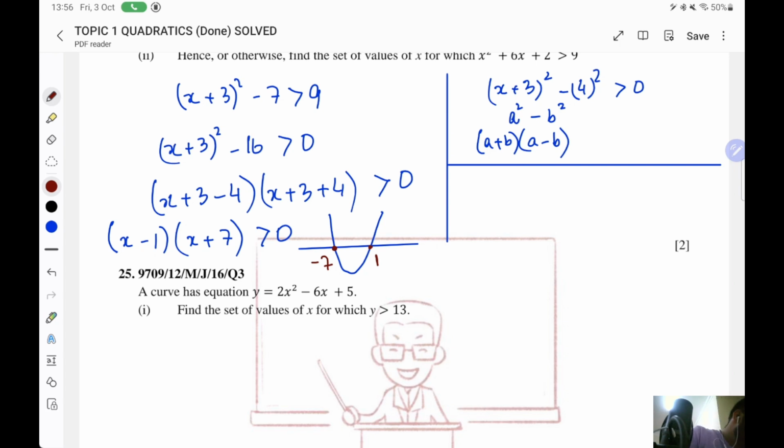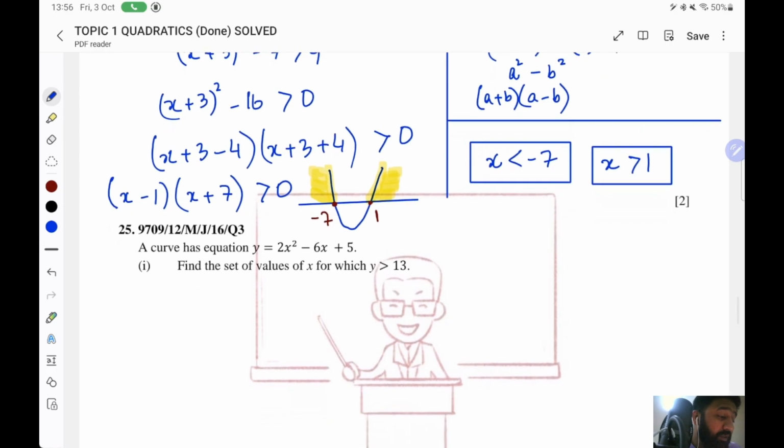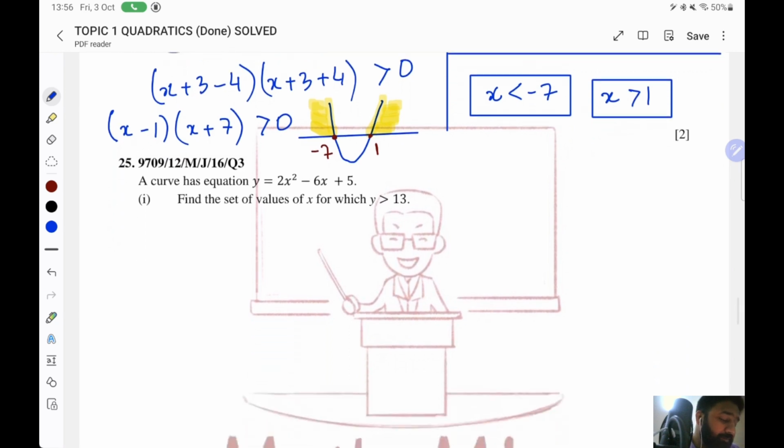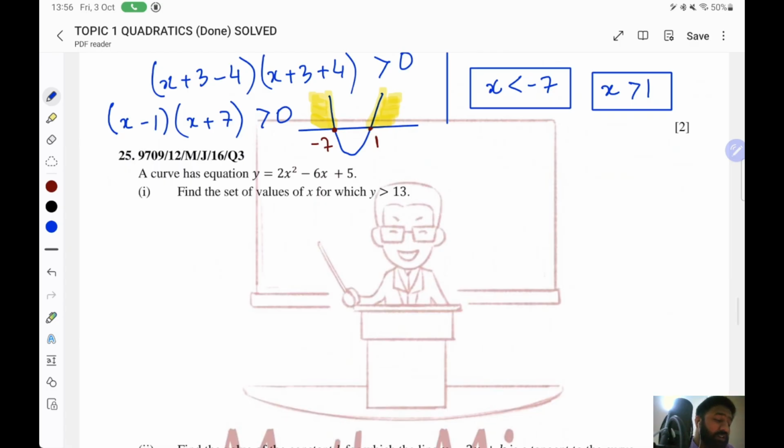And since it says greater than 0, it means this portion of the graph. Greater than means this portion of the graph. So the two sets of answers will be x is less than minus 7, and the other is going to be x is greater than plus 1. Is that clear? Let's move forward to the next question, number 25, which is May-June 2016.